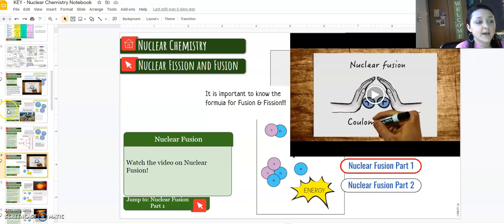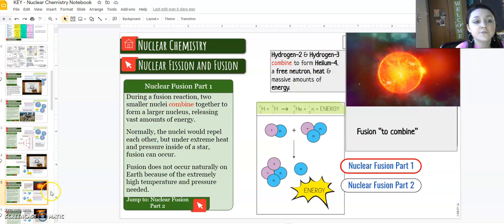Okay, so fission happens in the nuclear power plants. Fusion happens in the sun. Now, fusion produces tons more energy than fission. So the question is, why do we not use fusion and only use fission? Well, fusion has to be really, really hot, and we can't get it that hot here on Earth usually.